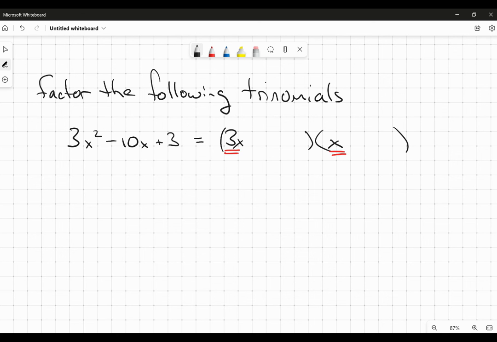I also know that my final product is also going to be 3. So again, the last two digits here also have to be 3 and 1. But now here's the thing. What I'm looking for is the product when I multiply these two together and multiply these two together and then add them up. I'm hoping that I'm going to get that equal to negative 10x. I've got two options. I can either put this as 1 and 3 or 3 and 1.